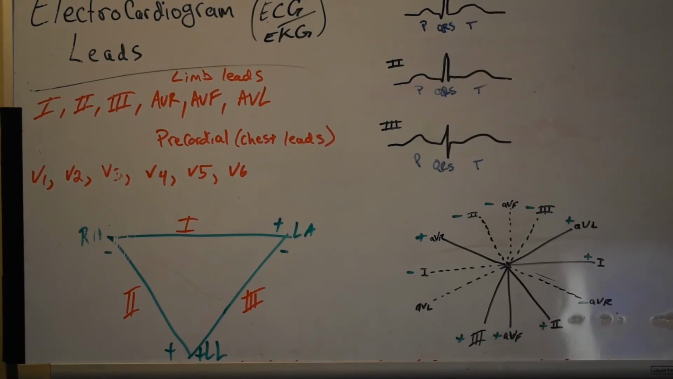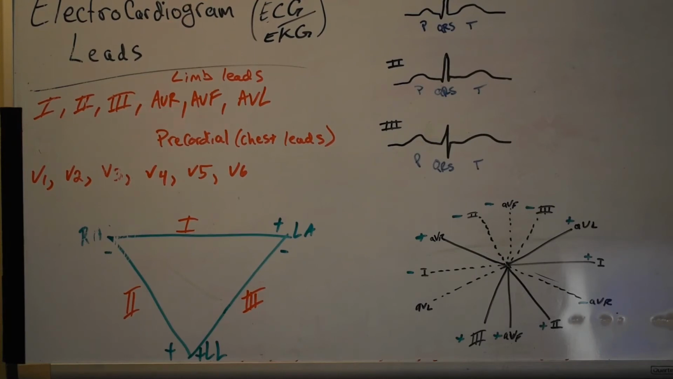Now there are other limb leads, these augmented leads: AVR, AVF, AVL. For exercise physiologists, these leads are really not used that much, really at all.